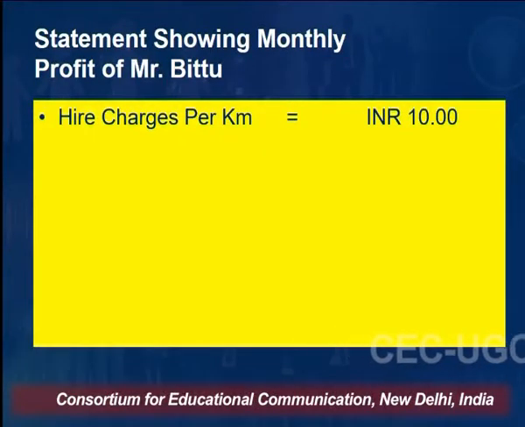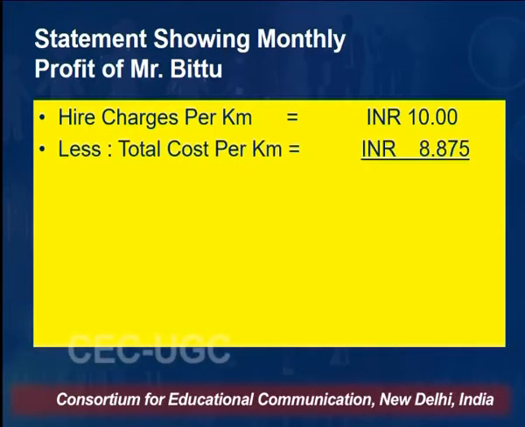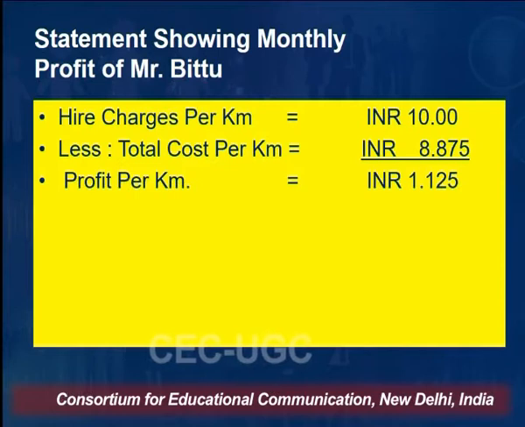After computing the total cost per kilometer per taxi, we are now in a position to prepare a statement showing the monthly profit of the transporter, that is Mr. Bittu. The hire charges per kilometer reported in the question are 10 rupees. It means when this transporter gives his taxi on hire, the charges per kilometer are 10 rupees, and the total cost per kilometer per taxi is 8.875. So the transporter is making a profit. The profit per kilometer comes to be 1.125.